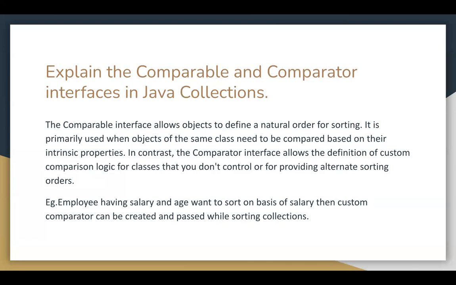Like in the case of an Employee class, you might have age and salary, and you want to do the comparison on the basis of age or salary. So you can create your own comparator by overriding the compare method, and then pass that comparator to Collections.sort, and it will do the custom sorting.